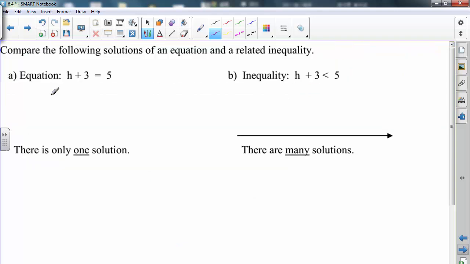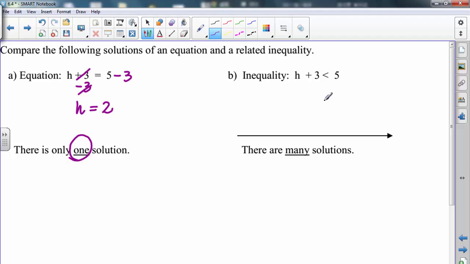Let's compare an equation with an inequality. Let's compare the solutions of an equation and the related inequality. This is an equation, h plus 3 equals 5. Most of you know how to solve this equation already. We subtract 3 from both sides. Positive 3, negative 3, they get cancelled out. I will have h equals 2. And we find that there is only one solution for the equation.